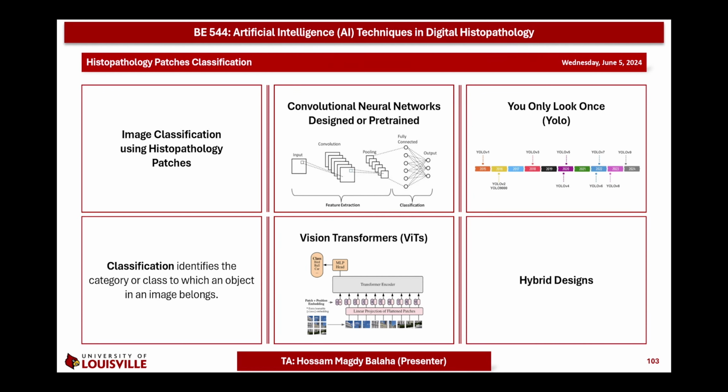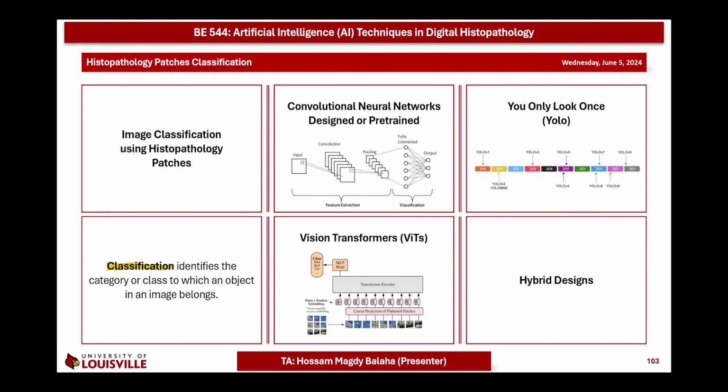If you remember, classification is used to identify a category or a class to which an object or an image belongs. So we have an image and we are going to apply that image to a specific system or a model, so that image can be recognized as belonging to a specific class.